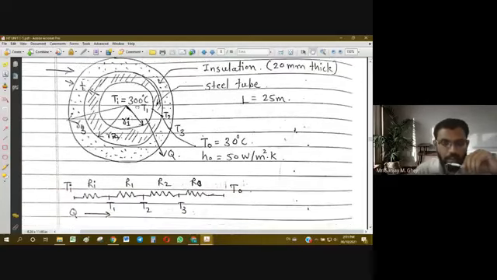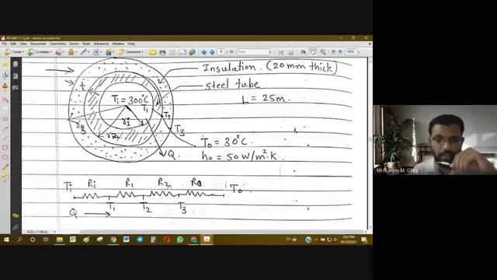Since all these modes are in series, there will first be a convective resistance, followed by a conductive resistance of the steel tube, then another conductive resistance of the insulation material, and last will be the convective resistance of air.